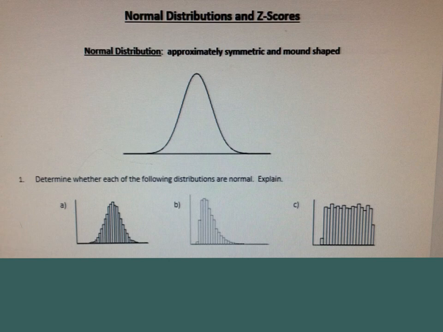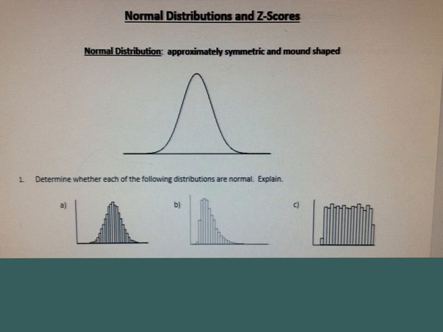All right, so if you could turn to page 7 of your packet, we're going to just talk about normal distributions and z-scores. So let's just first talk about normal distributions. It says really right here, normal distribution is approximately symmetric and mound-shaped. So what you can see right here. Okay, so number 1 says determine whether each of the following distributions are normal.